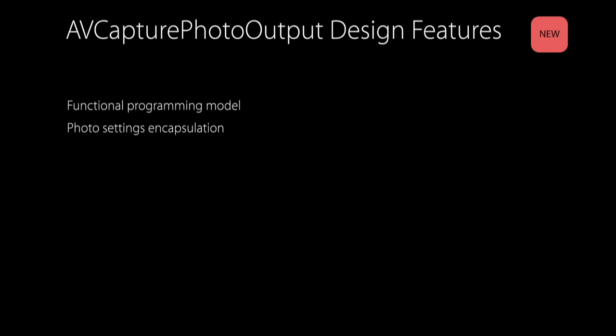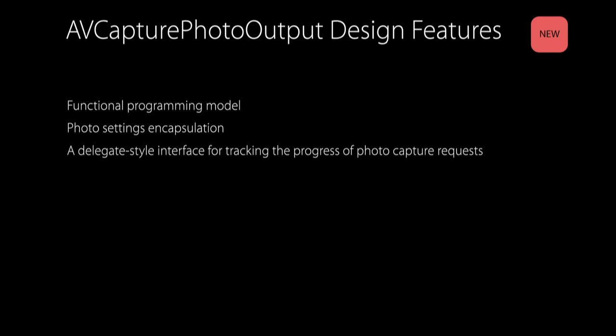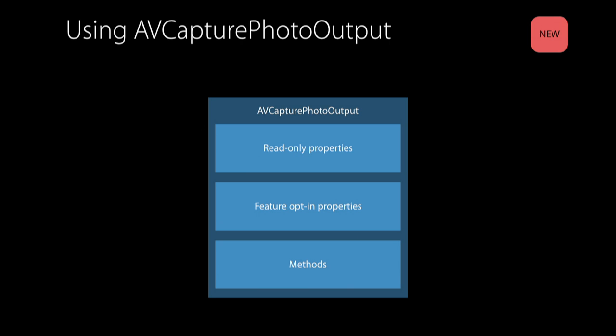AV Capture Photo Output addresses AV Capture still image output's design challenges in 4 main areas. It features a functional programming model. There are clear delineations between mutable and immutable data. We've encapsulated photo settings into a distinct object unto itself. And the photo output can track your photo's progress from request to completion through a delegate-style interface of callbacks. And lastly, it resolves your indeterminate photo settings early in the capture process so you know what you're going to be getting. Let's talk a little bit more about that last feature there.